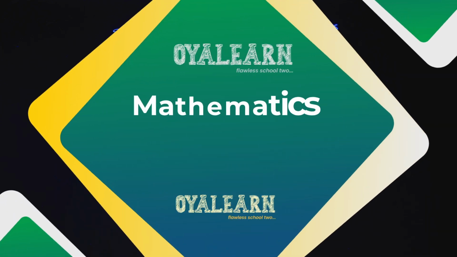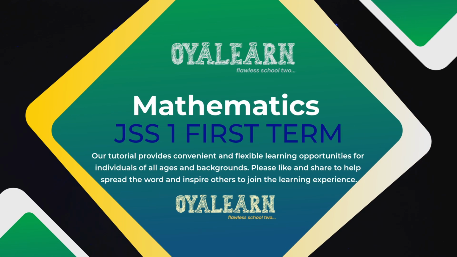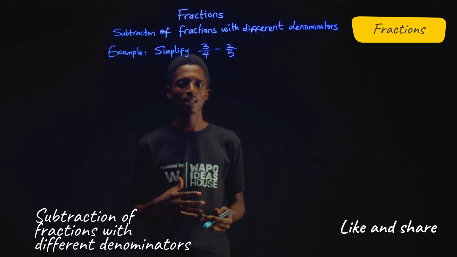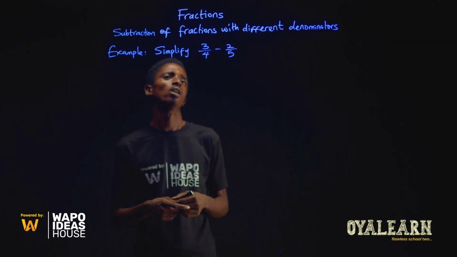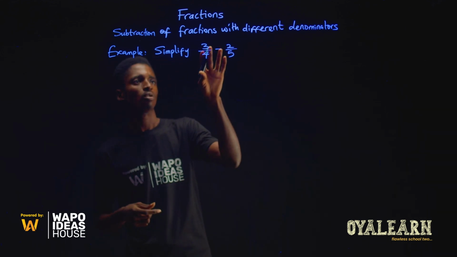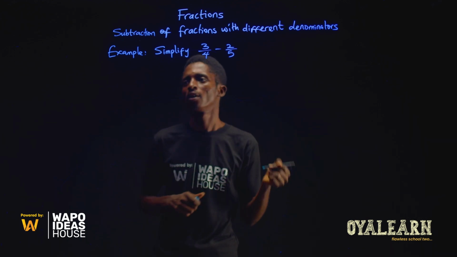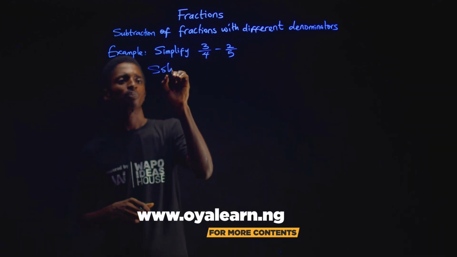Now, when you're asked to simplify work like this and you have a whole lot of work to do, there are other ways you can do it that make it faster and even sometimes simpler. So let's look at another method to simplify this, where we have 3 over 4 minus 2 over 5. Solution.